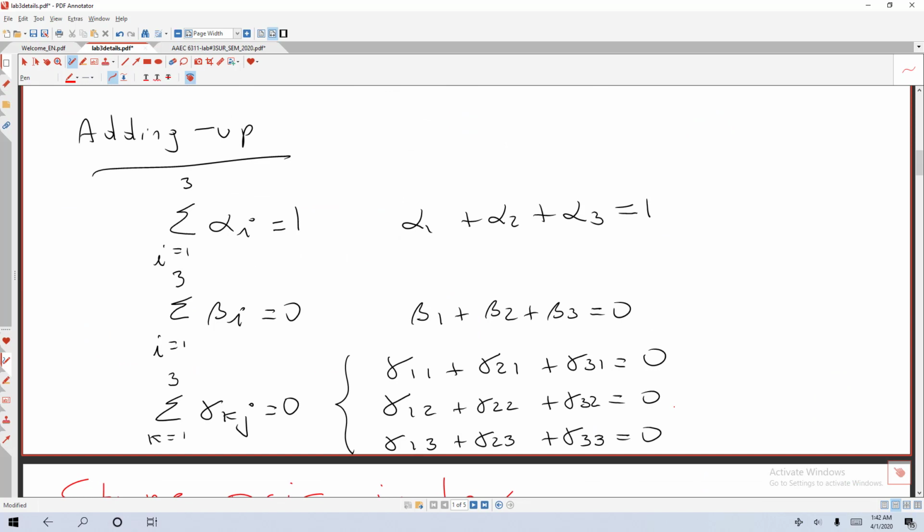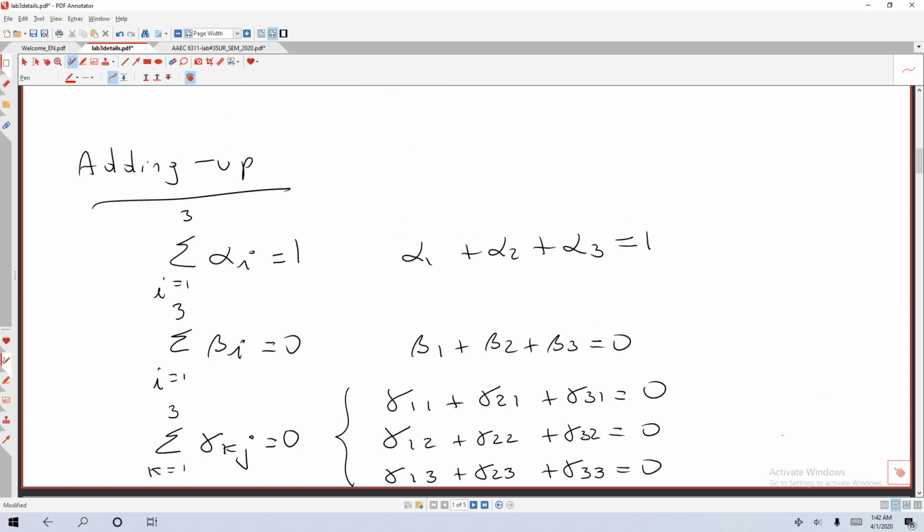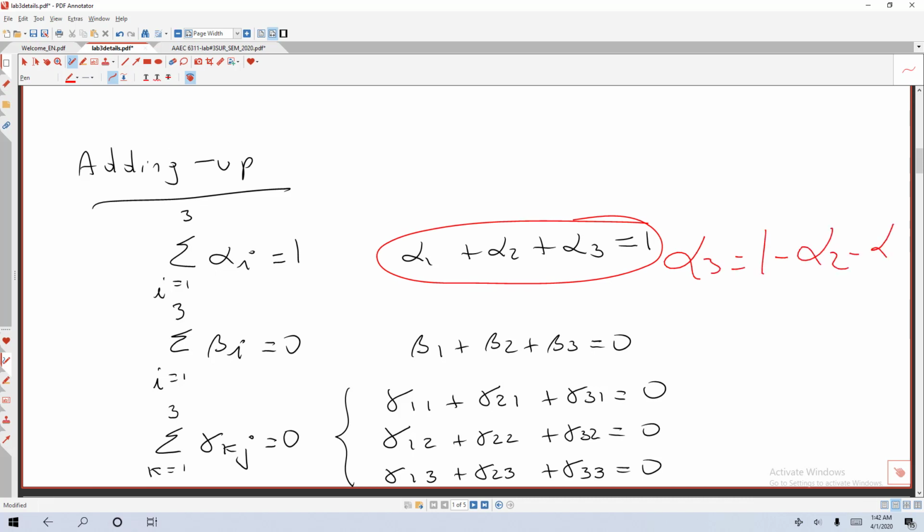Okay, so you see, for example, we need alpha 3. So from this equation, we know that alpha 3 is going to be equal to 1 minus alpha 2 minus alpha 1. Beta 3, same thing, it's going to be equal to 2 minus beta 1 minus beta 2. And we can do the same thing for γ31, γ32, and γ33. We can solve for them, and that's the way that we can recover the coefficients of that equation.